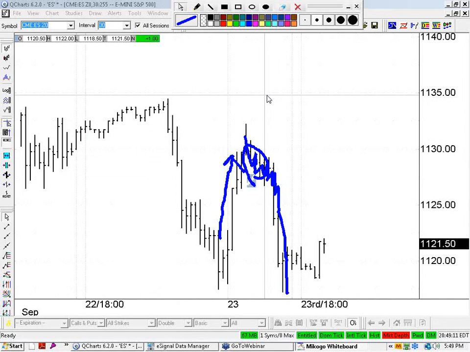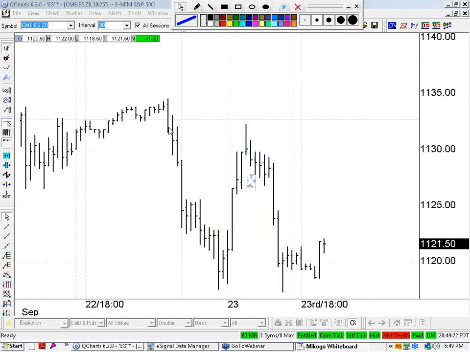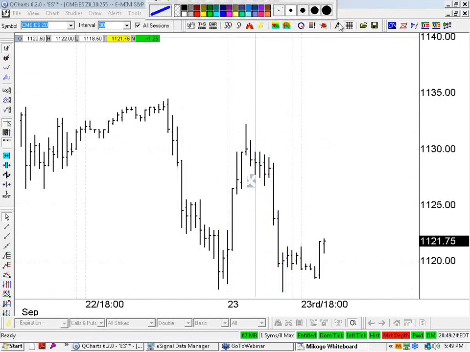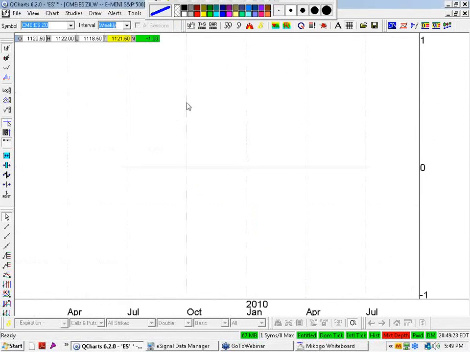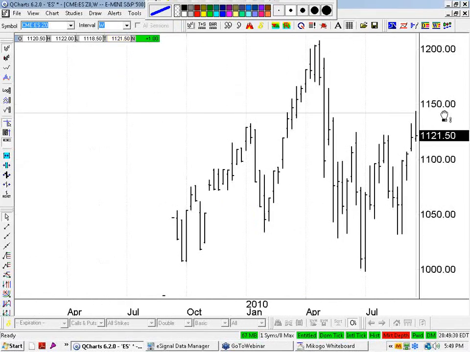Lawrence says, does the weekly play into the day trading at all because the chart doesn't look very strong? Well, that's a good question. The weekly chart is over here, okay?